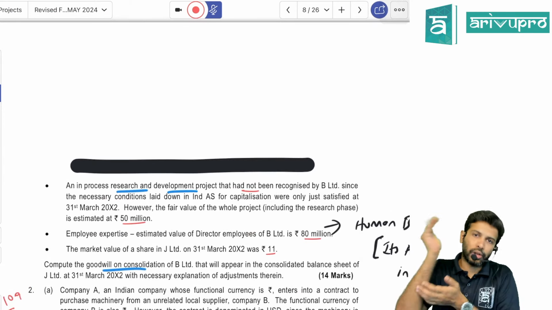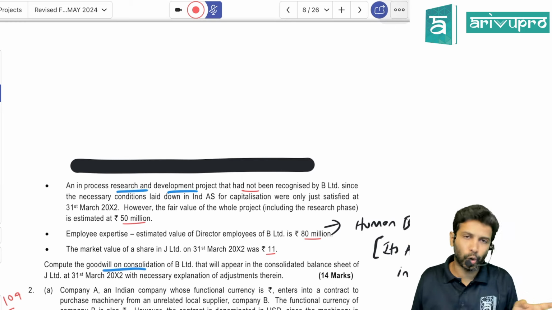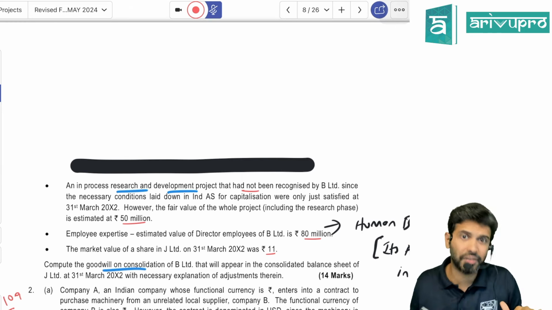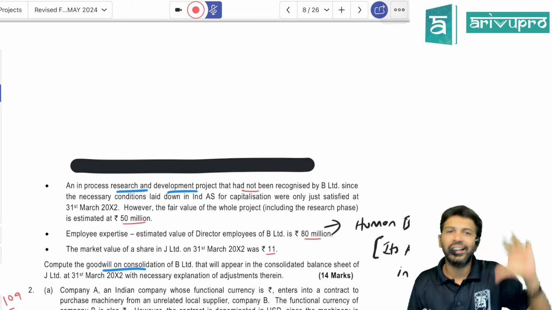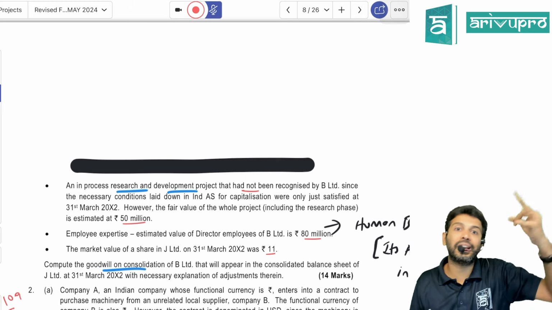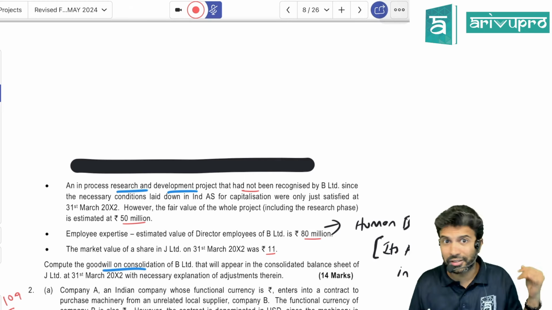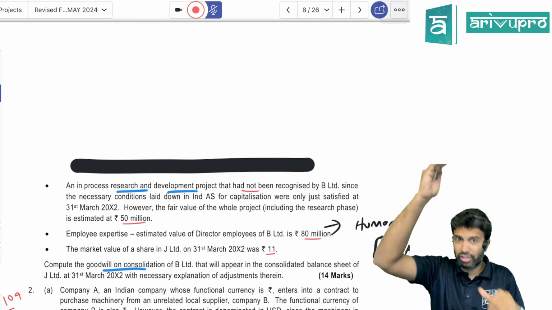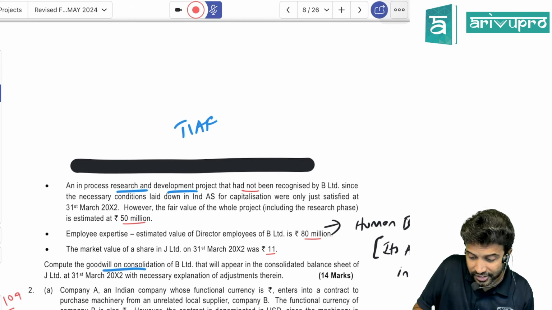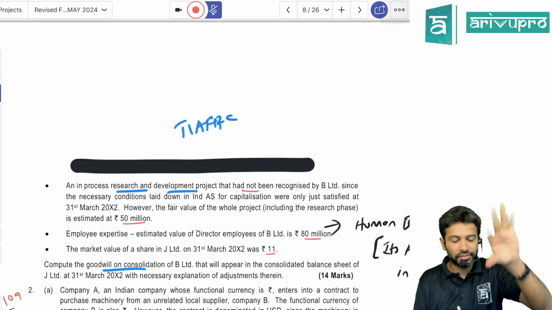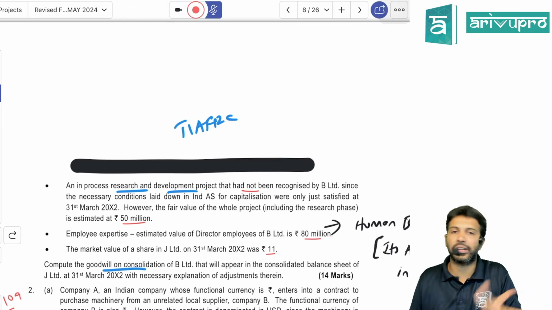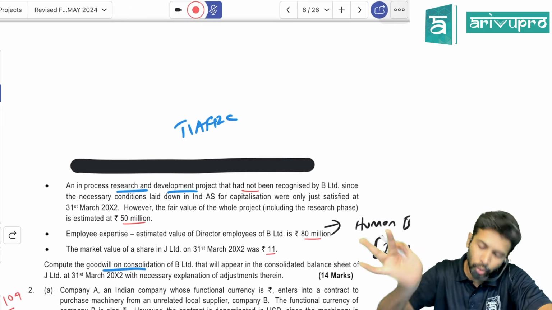And in-process research and development. So can you capitalize the research expense? No. But can you capitalize development expenditure? Yes, provided certain conditions are satisfied, which we used to sum up as TIFRC. Technical feasibility, intention to complete, ability to use, future economic benefits, correct? Financial, technical, and other resources, cost measurement. So all this only we used to call TIFRC, right? If you remember, yes. So if TIFRC is satisfied, you will capitalize development phase expenditure.